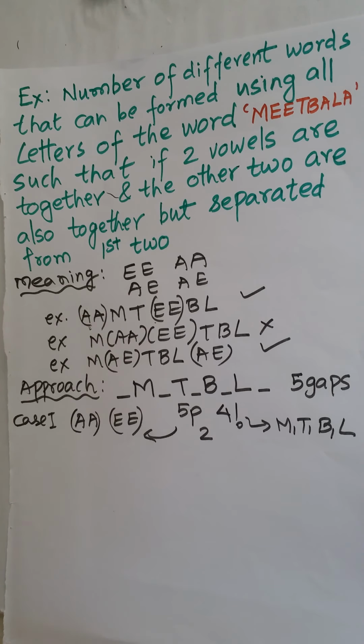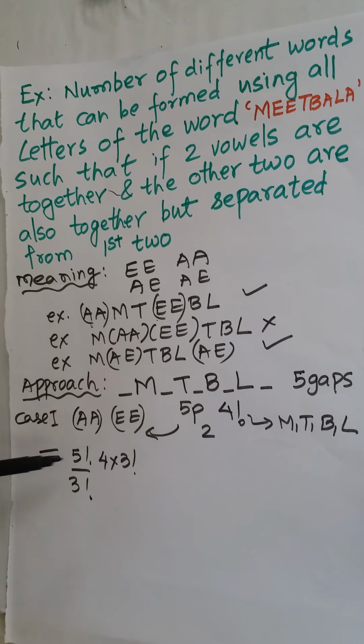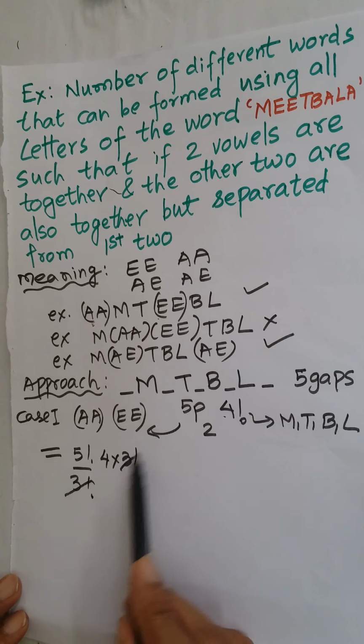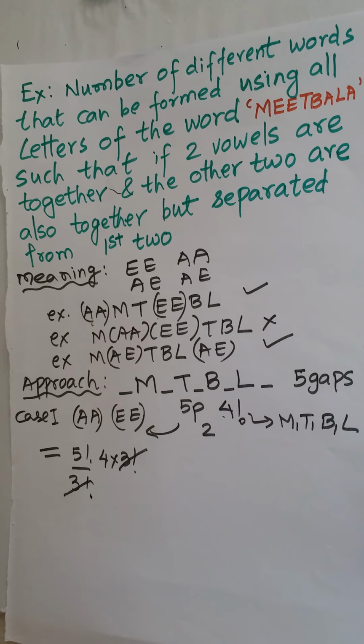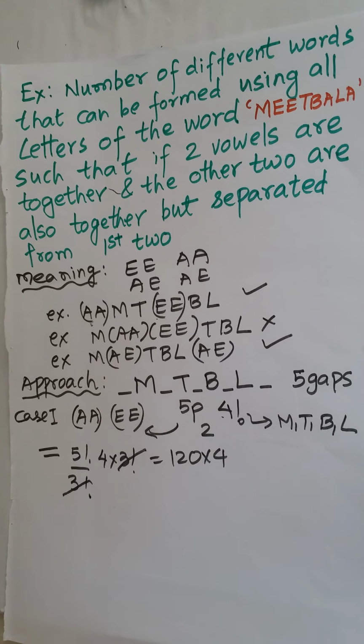Now if we solve 5P2 into 4 factorial: 5P2 is written as 5 factorial by 3 factorial, and 4 factorial is written as 4 into 3 factorial, so that 3 factorial cancels out. 5 factorial is 120, and 120 into 4 gives us 480. So this came from the first case. The final answer would be the sum of all the answers that we got in different cases. So what should be the second case?